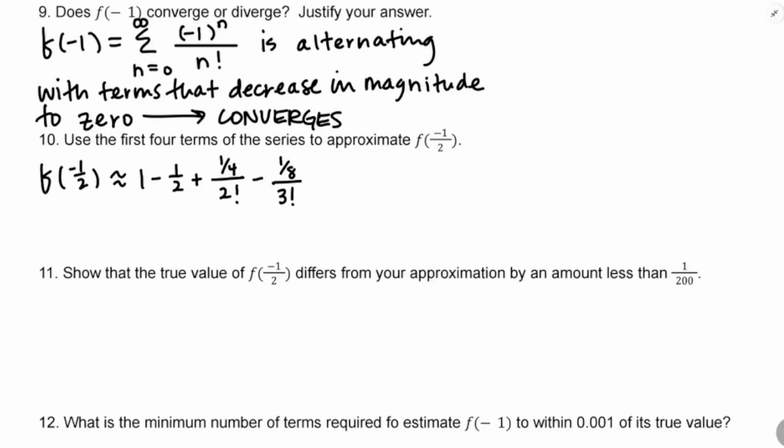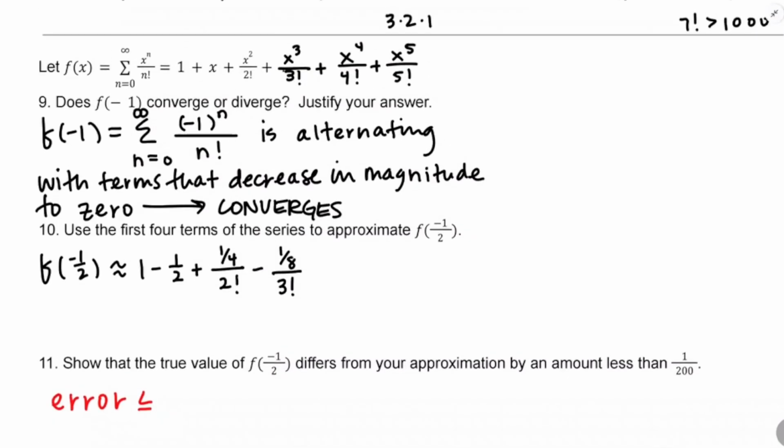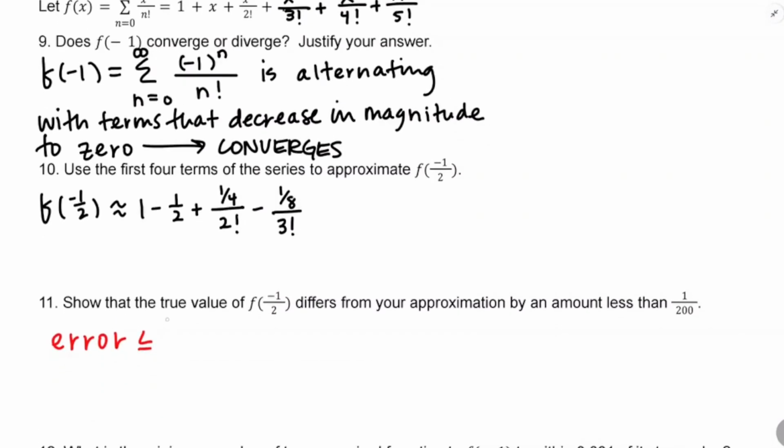Then on number 11, show that the true value of f of negative 1/2 differs from our approximation by an amount less than 1 over 200. We've already verified the convergence of the series by using the alternating series test. We've done all the conditions. So for the alternating series error bound, the error is less than or equal to, we always start off like that, the next term, which would have been the one with 4 factorial. So negative 1/2 to the 4th over 4 factorial, and then by an amount less than 1 over 200.